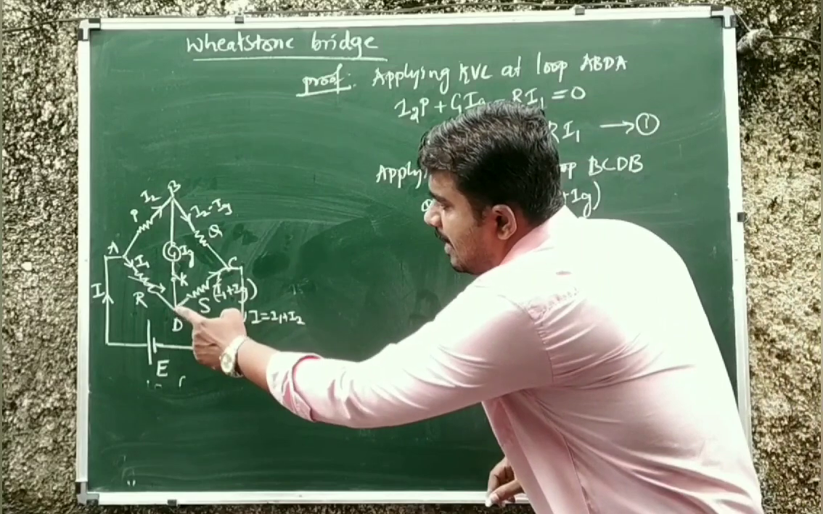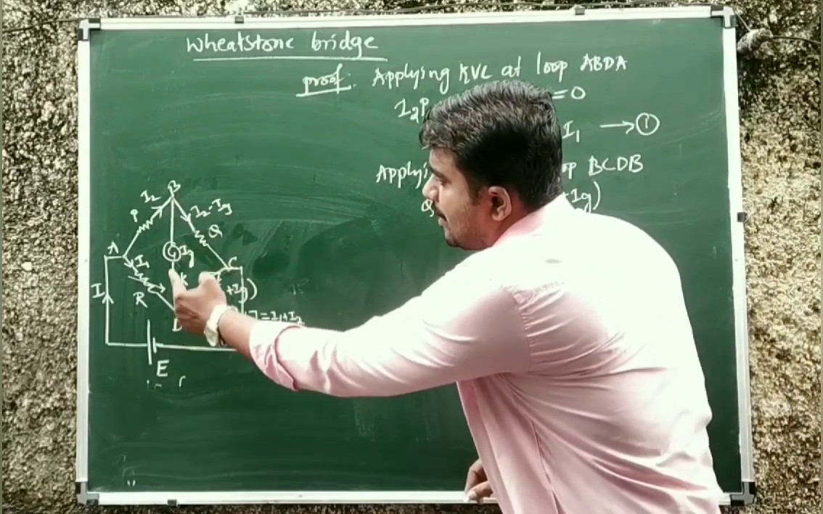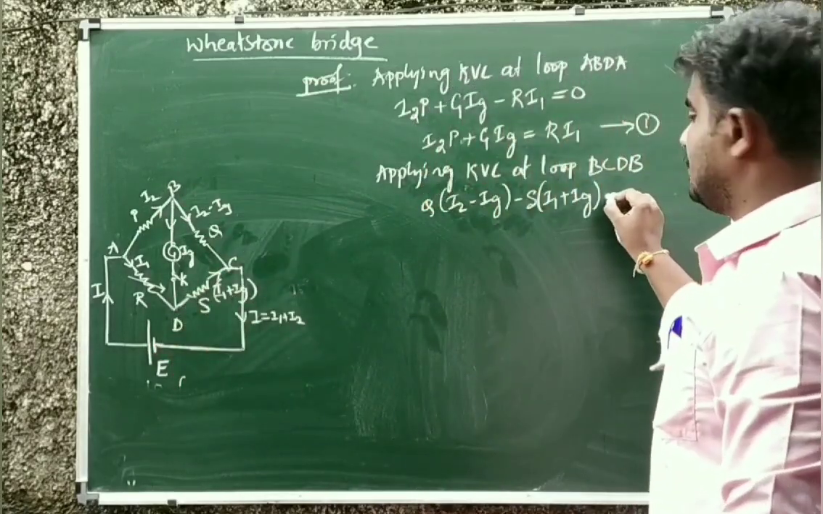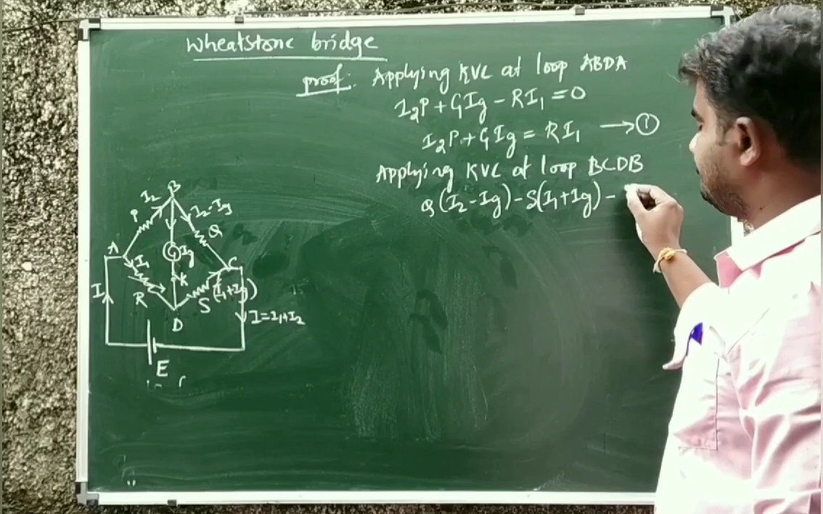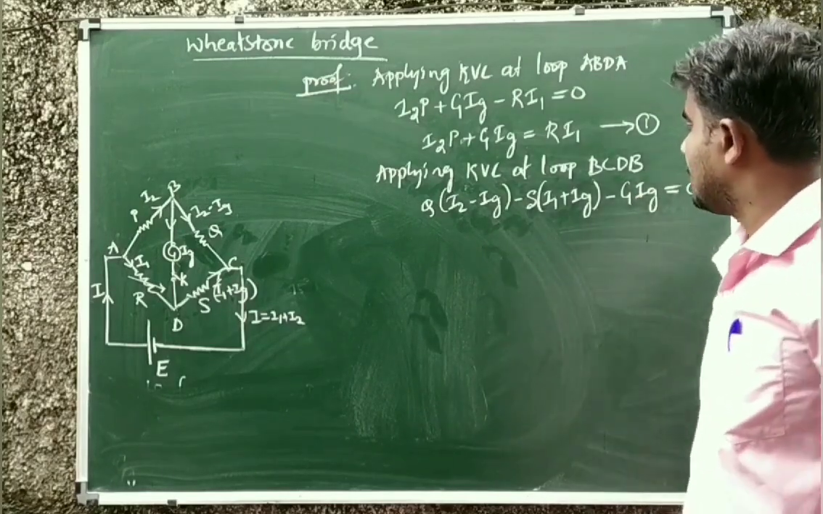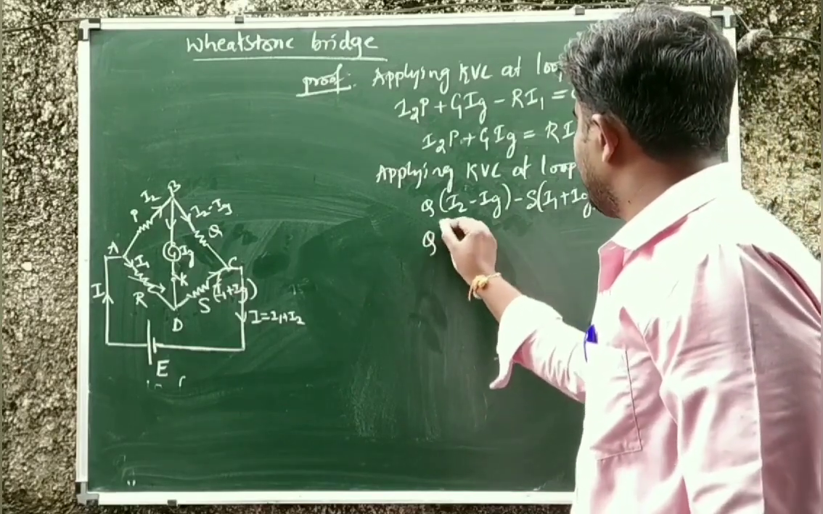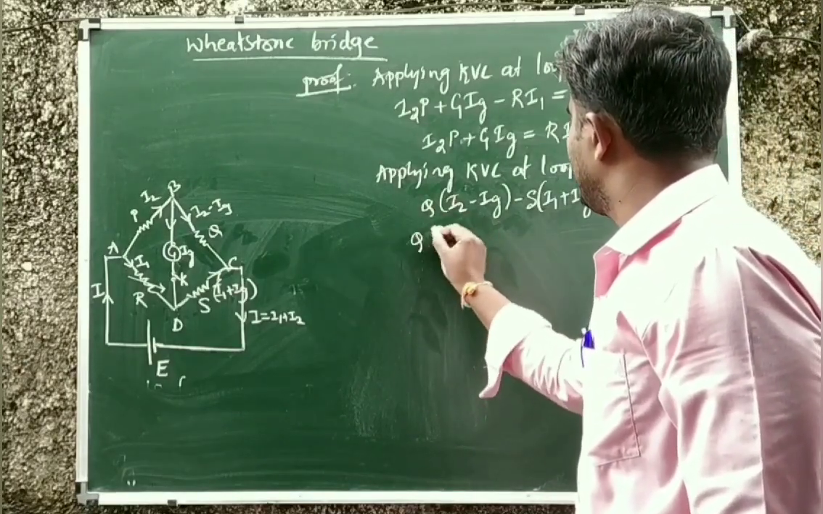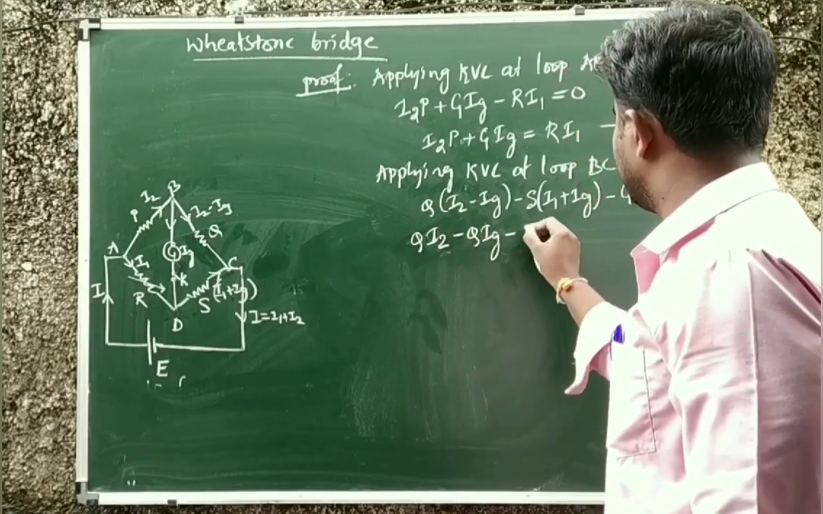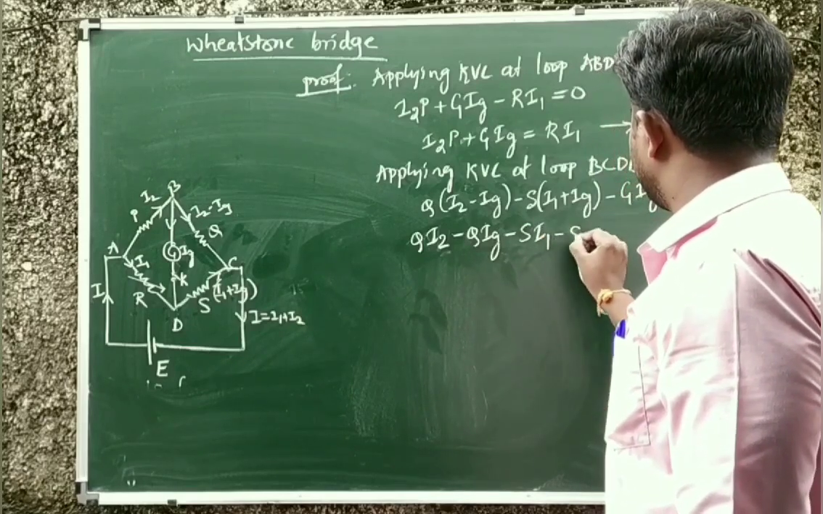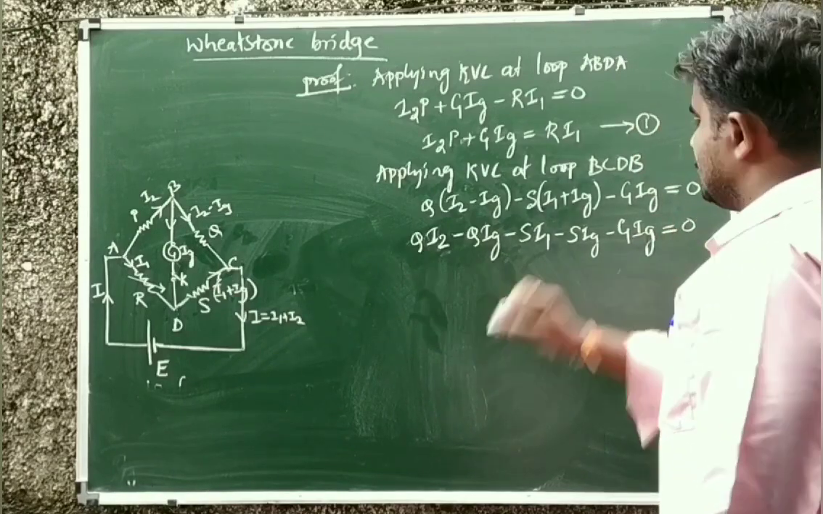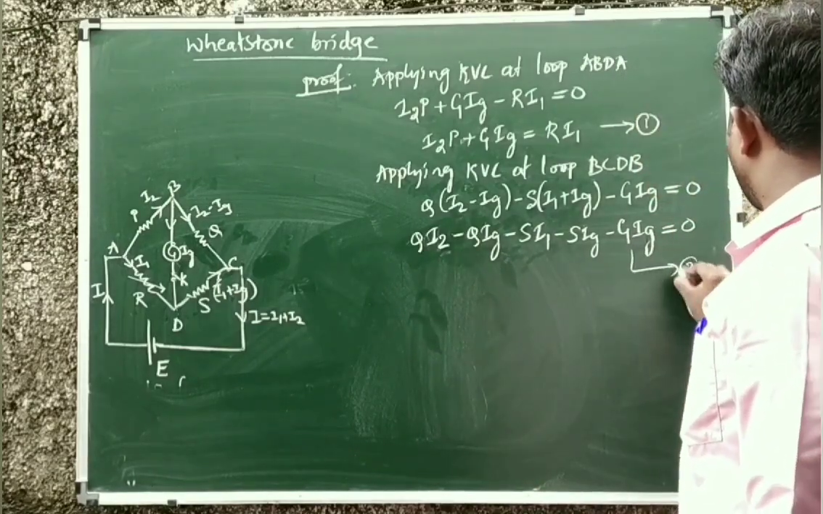We reach D, and while traveling from D to B, once again we are against the current because the Ig current is flowing this way. Therefore, it is minus G into Ig is equal to 0. I will rewrite: Q into I2 minus Q into Ig minus S into I1 minus S into Ig minus G into Ig is equal to 0. Let us call it equation 2.